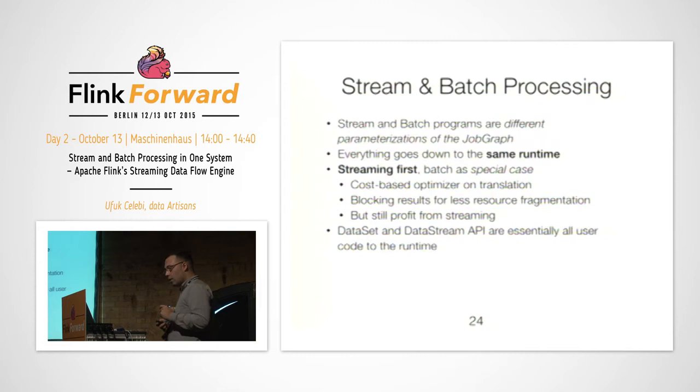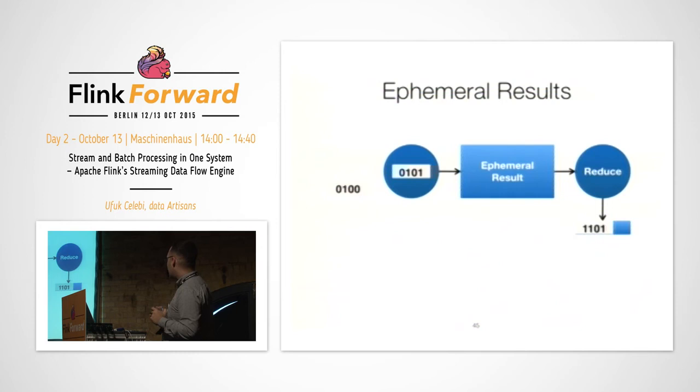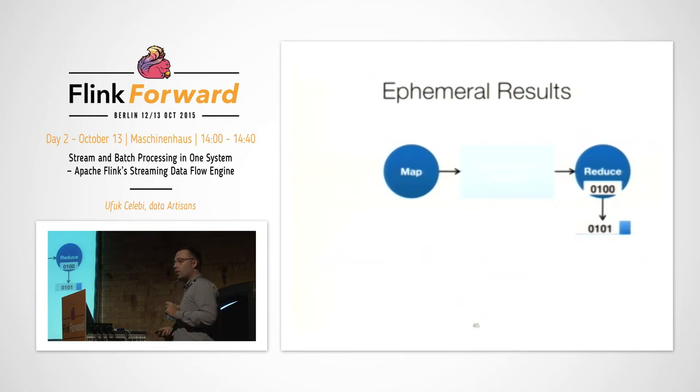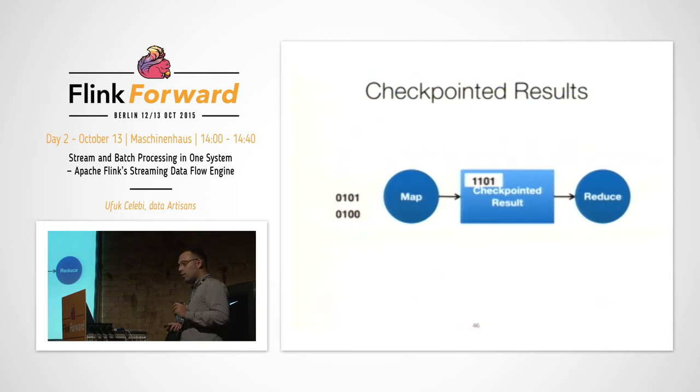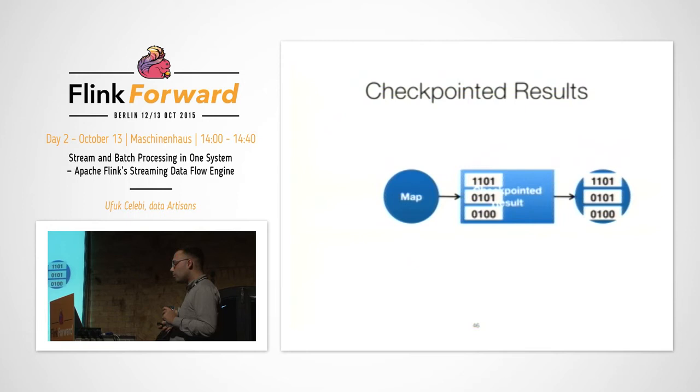Yeah. And we can also look at this question of how long to keep results around. So for ephemeral results, you produce the result, in this case also pipelined, and after you have consumed it, you just get rid of it. This is the case for most streaming programs where you don't want to reuse the intermediate results again. But for blocking results, for dataset programs, what you can do is use checkpointed results where you produce the result, and the result stays in the task manager. For example, if you want to recover later on a failed dataset job.